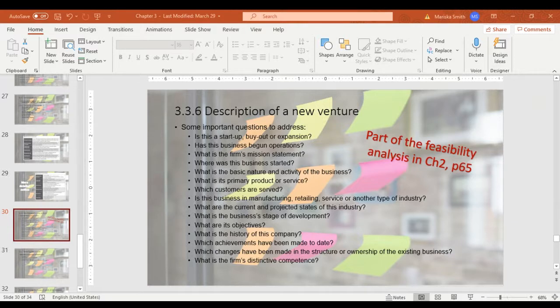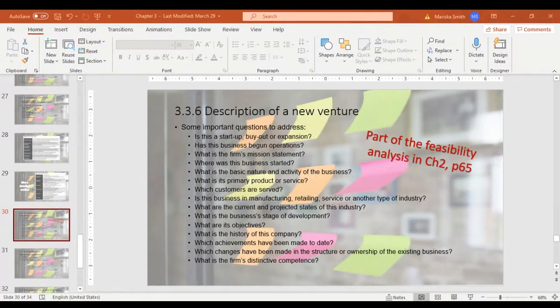So guys, some of the questions that you need to answer: is this a startup, a buyout, or an expansion? Has the business begun operations, or are they still in the planning phase? They are still waiting to launch their products or their service. What is their mission statement? Where did the business start? What is the nature and activity of the business? The primary product? Who are their customers? Are they manufacturing, retailing, service, or another type of industry?